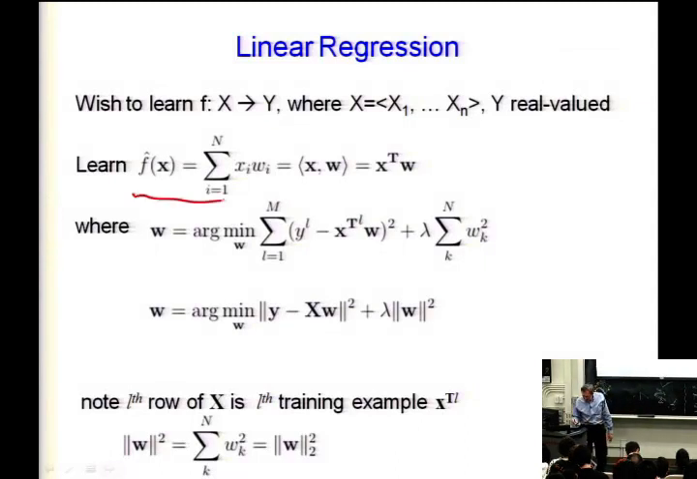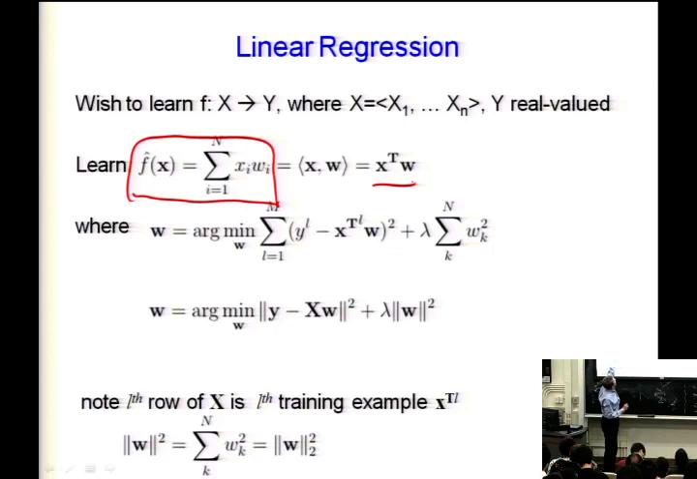Again, we're trying to learn a linear function, which we can write in our vector notation this way. And then we want to solve for the w that minimizes the sum of the squared errors plus the sum of the squares of the weight values. And again, in this matrix X, the ith row of X is just the ith training example x.